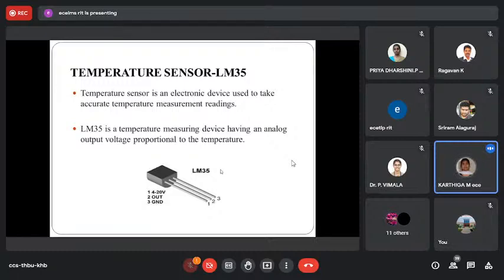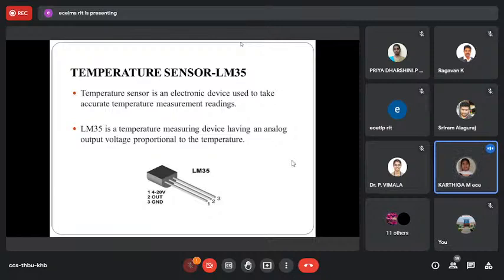Why do we use a temperature sensor? A temperature sensor is an electronic device used to take accurate temperature measurement readings. Specifically, we use the LM35 temperature sensor only. It has an analog output voltage proportional to the temperature.